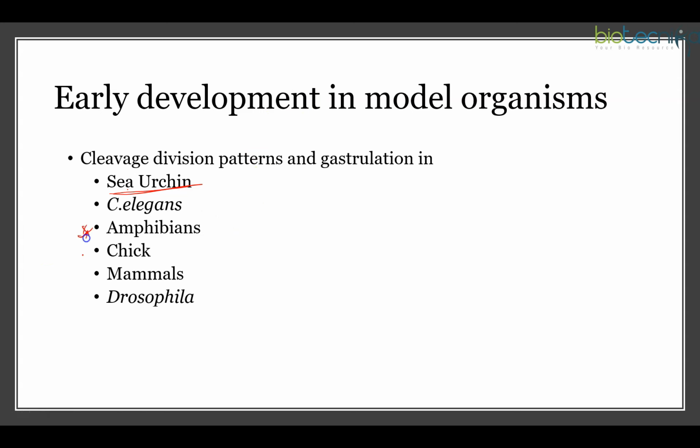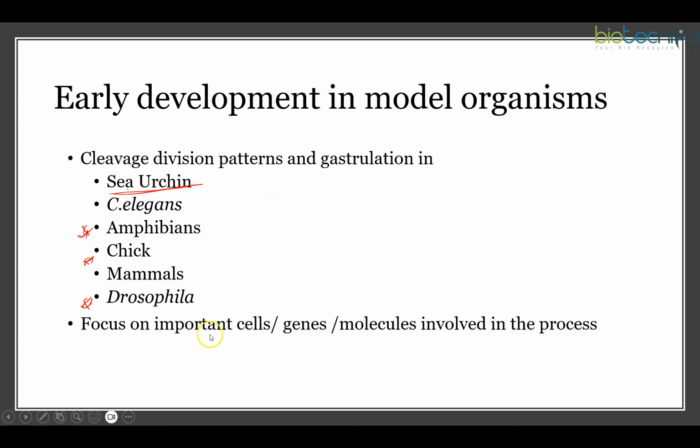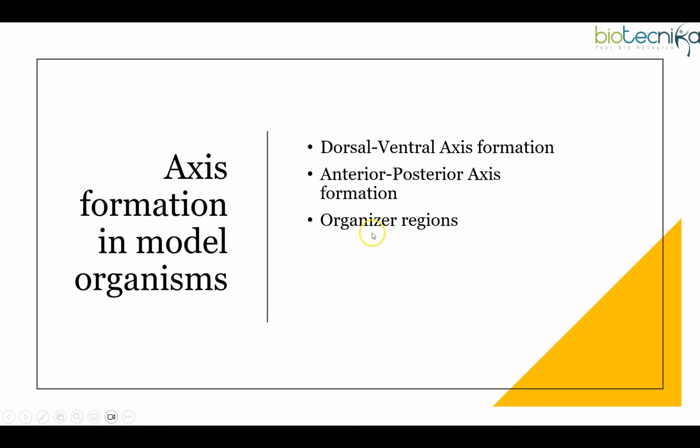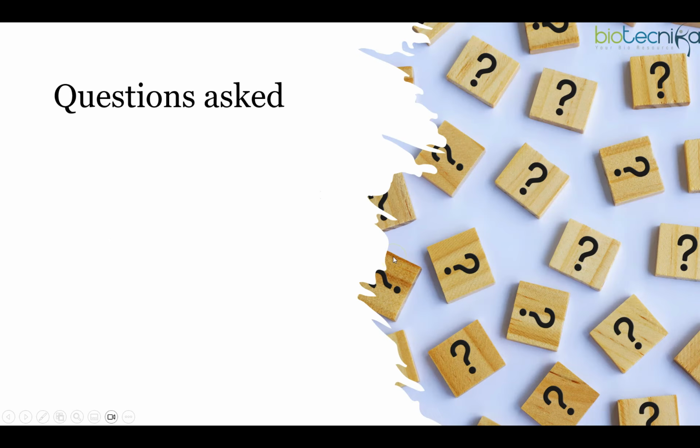Most important is amphibians, chicks and Drosophila. So these three are the major organisms in which development you should study properly. Focus on the important cells, genes, molecules involved in the process and also the signaling pathways that are involved. Axis formation, dorsal, ventral, anterior, posterior, organizer regions, what type of molecules they will secrete, then mechanisms which are involved in that, pattern formation, whether it will give directly pattern, there will be the sequential arrangement or morphogen based pattern formation. So these are the questions asked, most important sections of the syllabus.